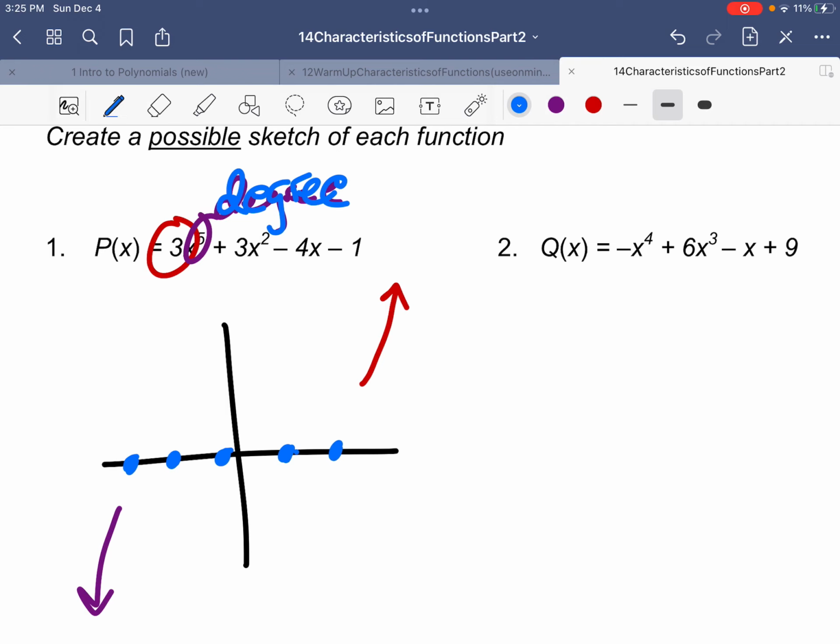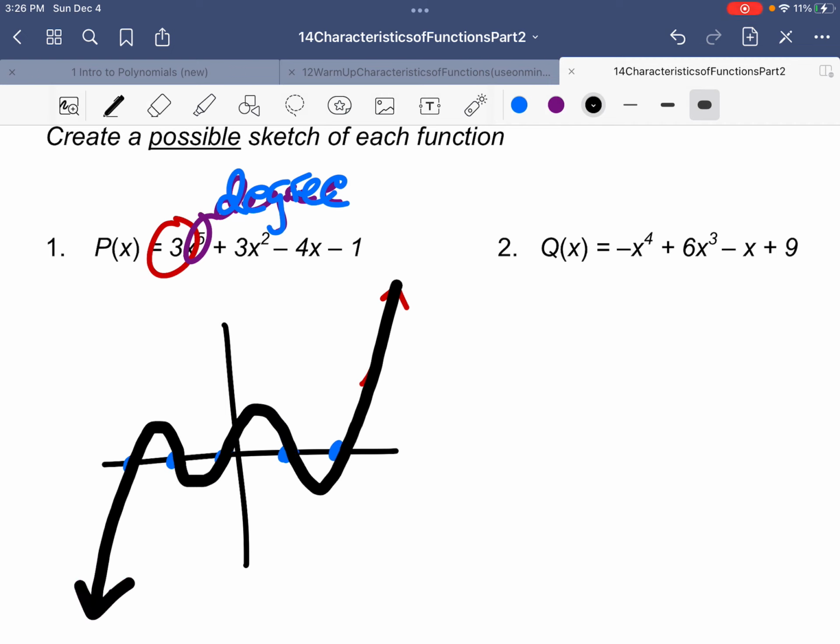And now if I try to connect the full graph, it would have to zigzag its way through these x-intercepts and then attach itself on the far left and far right. And hey, by the way, how many turns does this thing have? Count them with me. 1, 2, 3, 4. That's 1 less than the degree, which again was 5.